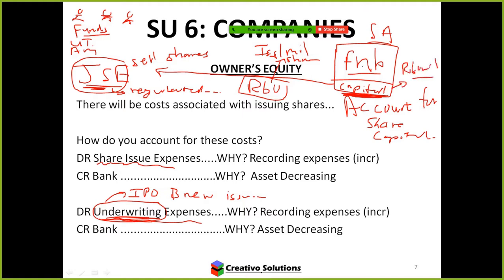Right, but you know FNB. FNB is a popular company. What happens if you didn't know this company and the company wanted to issue shares and they also wanted to issue shares at 60 Rand a share? Are we going to buy shares in the company? Probably not. And that's where the underwriter comes into it. Right, so just remember the role of an underwriter. The underwriter takes on risk.